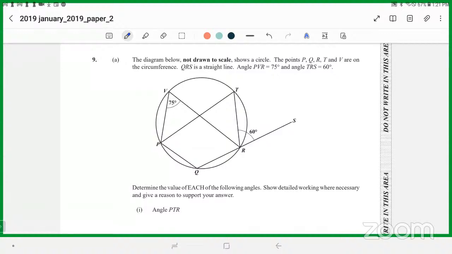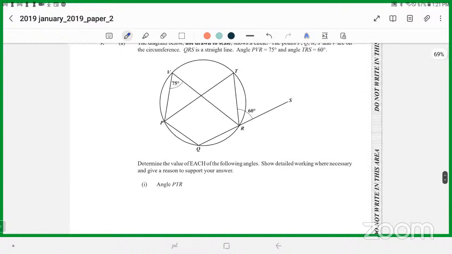It says PVR is 75 degrees right here, and TRS is 60 degrees right in here. That's the angle right here, 60 degrees. So they tell us the information shown on the diagram. It says determine the value of each of the following angles. Show detailed working where necessary and give a reason to support your answer.